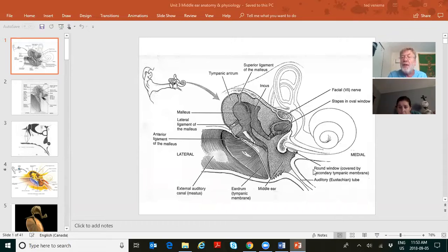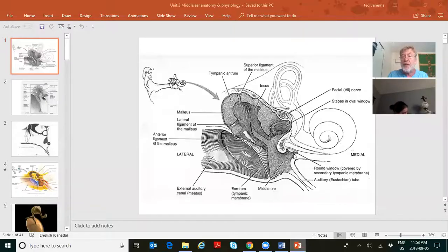And then you'll see something right here that I'm circling. And this is called the round window. Now, when the oval window pushes in, the round window bulges out. You've got a trade-off of information, okay? So when the oval window pushes in, the round window, like my cheeks, bulges out. The round window is covered with a membrane, and that membrane is flexible.